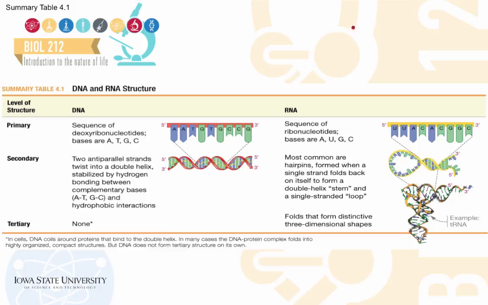Let's compare the structure of DNA to the structure of RNA. The primary structure of both DNA and RNA consists of a sequence of nucleotides, the difference being that RNA contains uracil instead of thymine, and the sugar in RNA is ribose, whereas the sugar in the DNA backbone is deoxyribose.